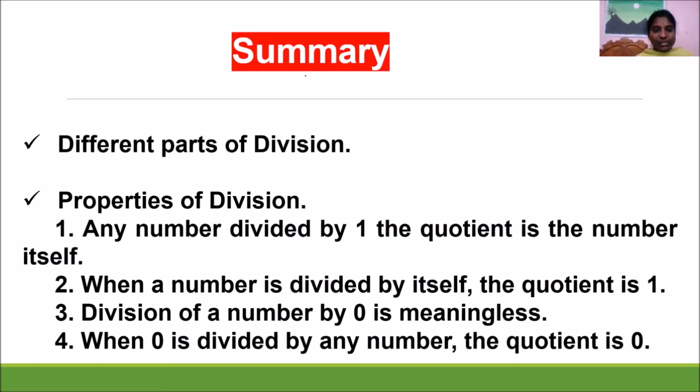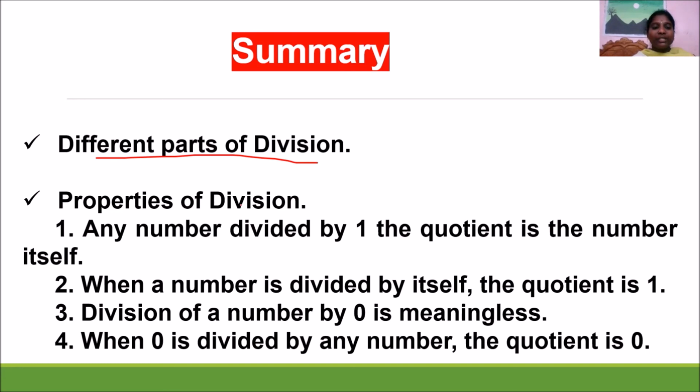We come to the conclusion. Let us summarize what we learned in this session. First, we learned different parts of division. In that, we learned 3 parts: dividend, divisor and quotient. Dividend is the total number of objects. Divisor is the number of groups. Quotient is the number of objects in each group, and it is also called the answer.